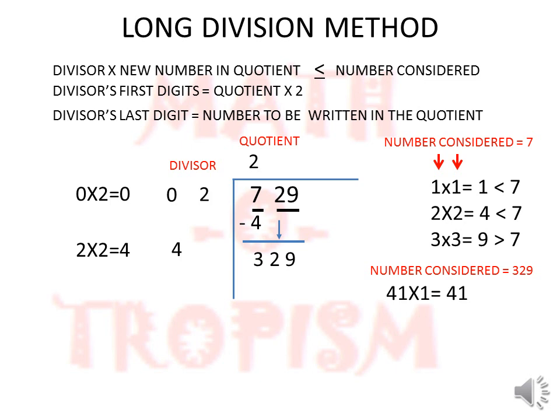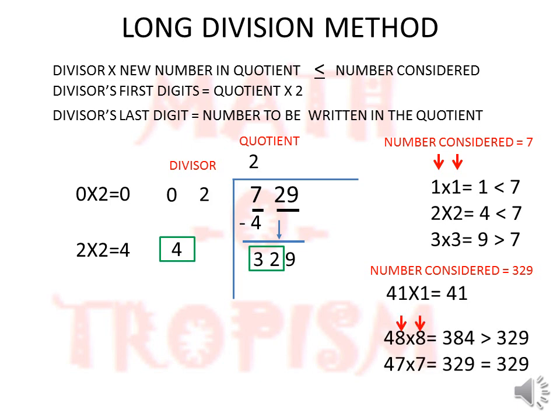Here, again we need to take the number considered. It is 329. So take the first two digits of 329, 32, and we know the divisor's first digit is 4. Now what multiple comes nearer to 32? For the 4, it is 4 8s are 32. So I will start with 48, and since I need to put the same number in the quotient, into 8, 8 8s are 64 and 6 32. 32 plus 6 is 38. So 384. Now this 384 is greater than 329.